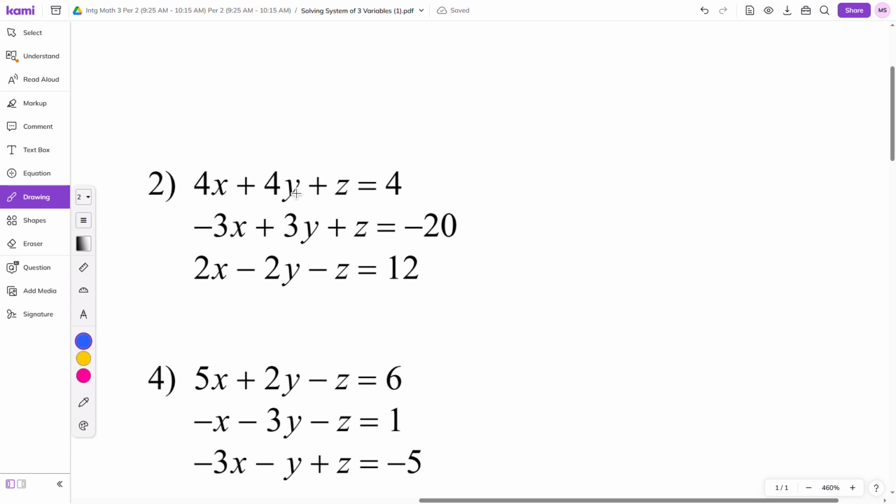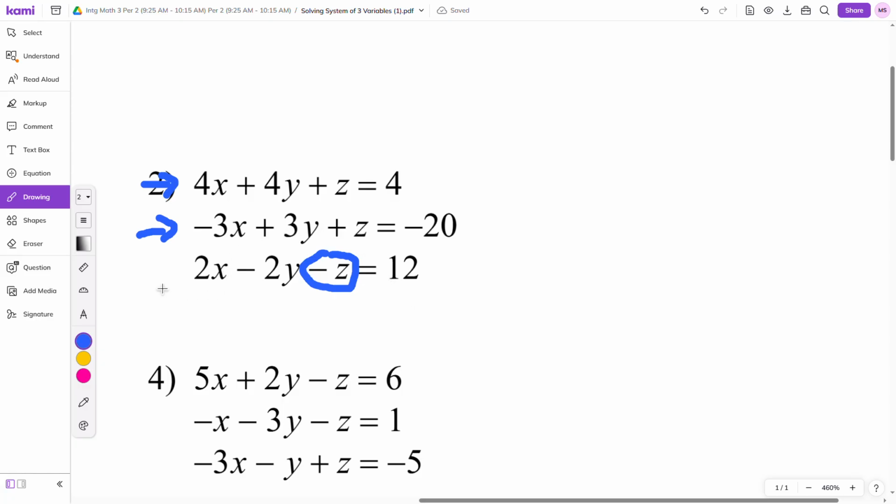So I'm noticing a couple things here. I see that this one and this one both have a plus c, and this bottom one here has a minus c. So I think I'm going to pair them together to get two equations with two variables. Unfortunately, I can't just add these up and get two variables to go away.